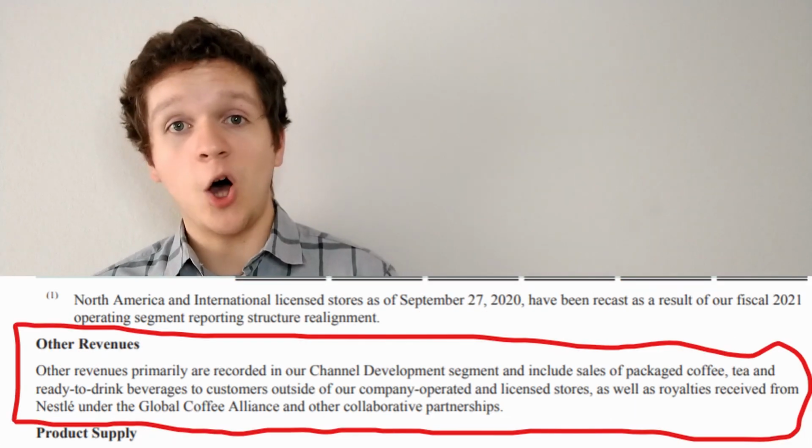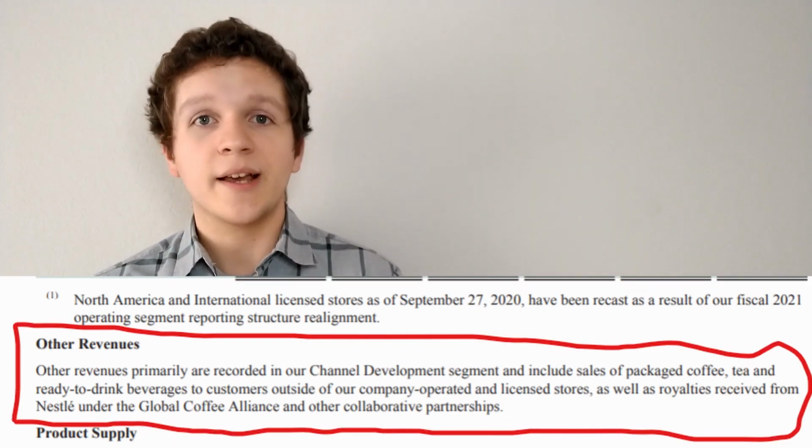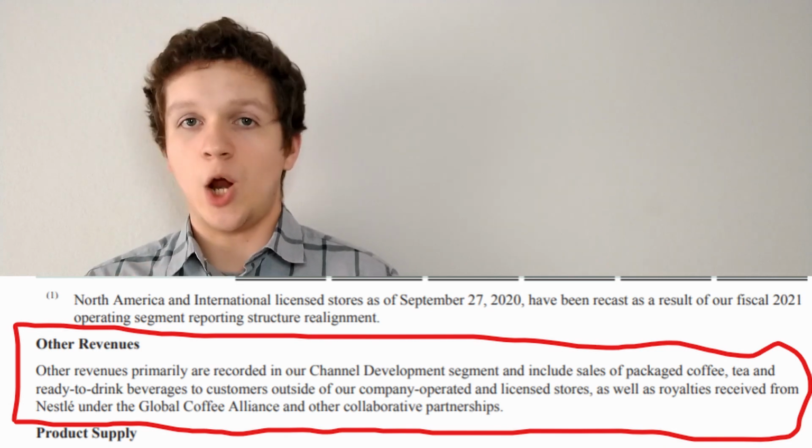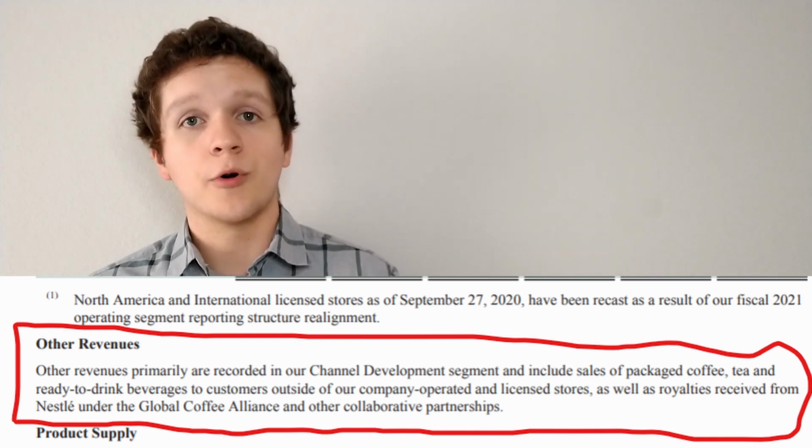They also explain that they have other sources of revenue, such as the sales of Starbucks branded products in other stores and some royalty and licensing deals. So this means that if you go to the supermarket and buy a bag of coffee with a Starbucks logo in it, it'll actually be counted in their other revenue, while if you buy a coffee directly from a Starbucks store, it will be in the regular revenue line.